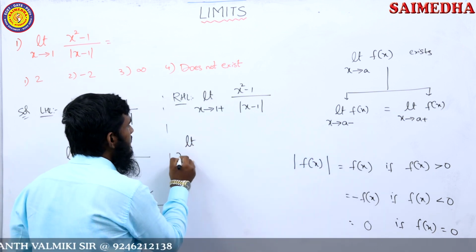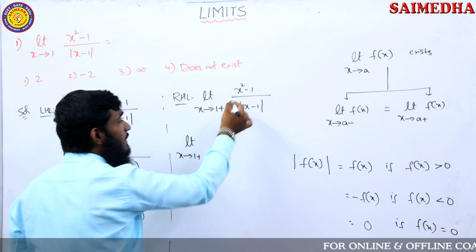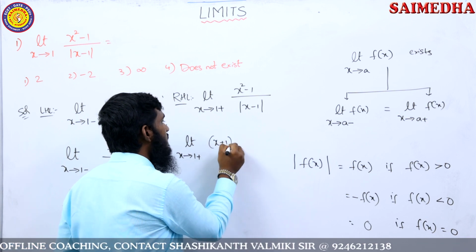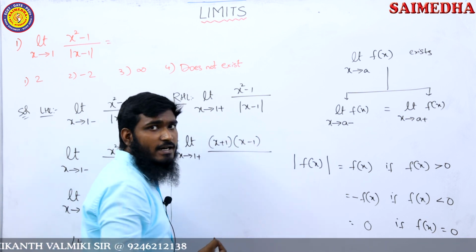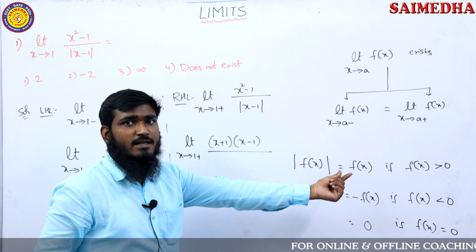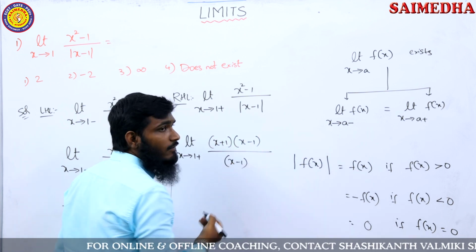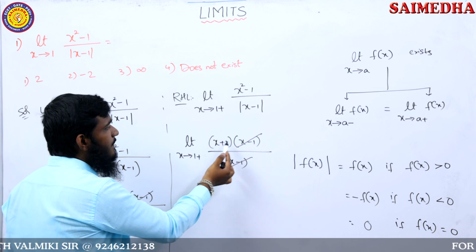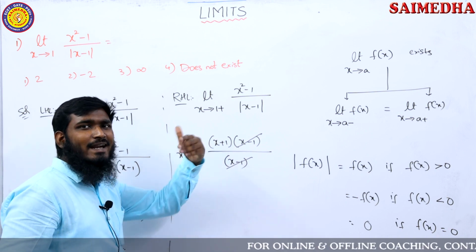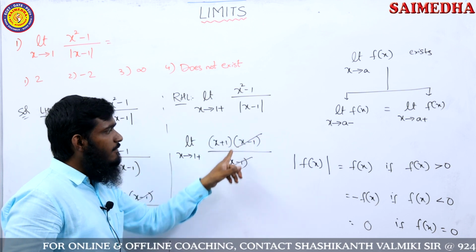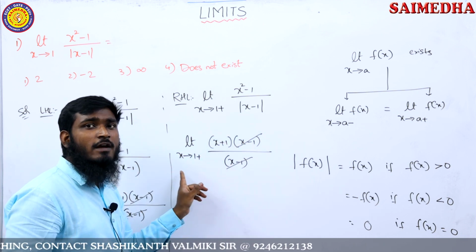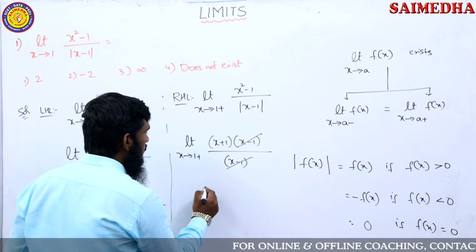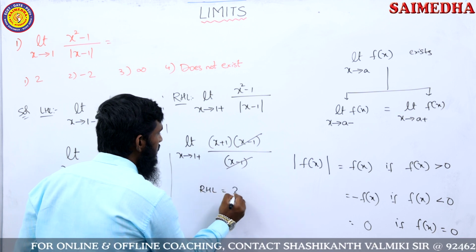So this will be limit x tends to 1 plus, and x square minus 1 we write as x plus 1 into x minus 1, divided by x minus 1, since f of x is greater than 0 and we take it as it is. So this x minus 1 gets cancelled, and limit x tends to 1 plus of x plus 1 is there. Now no need to take that greater than 1 value, because we have already applied the condition. After applying the condition, we substitute the x value as 1. So 1 plus 1 is equal to 2, the RHL value.